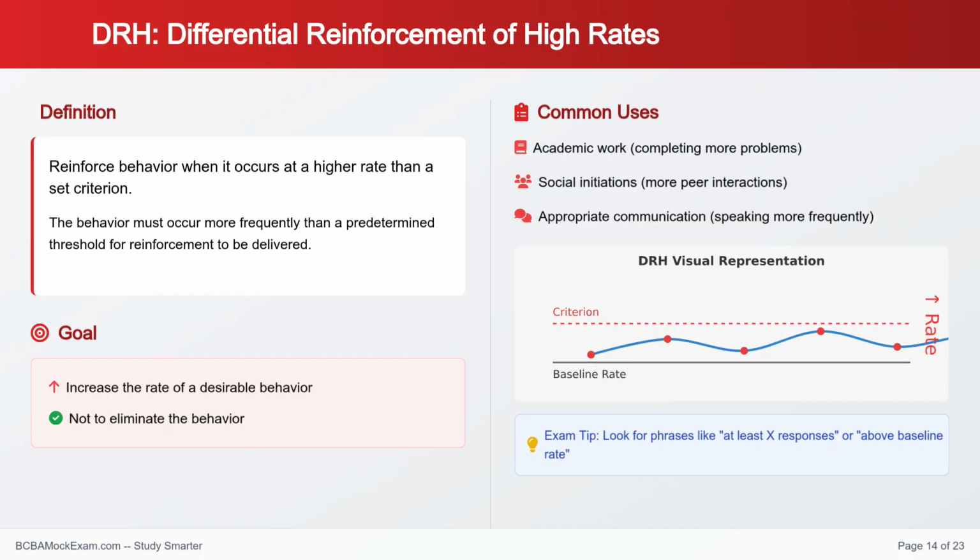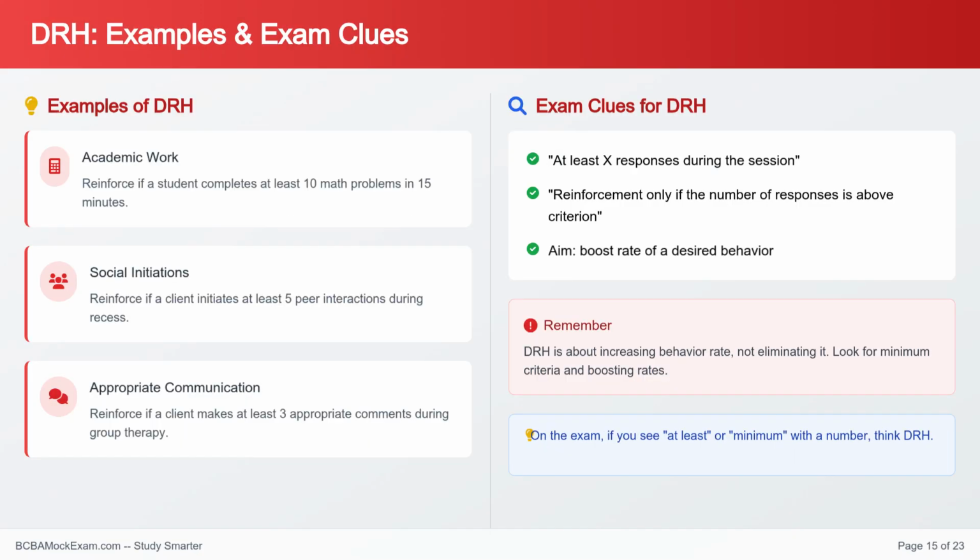Let's move on to the high rate procedures. DRH, Differential Reinforcement of High Rates, is all about increasing a behavior that is too low. Reinforcement is delivered when the learner performs a behavior at or above a target rate. For example, if a student usually completes only 2 math problems in 10 minutes, you might reinforce completing 5. DRH pushes the rate upward. It's commonly used in skills like work productivity, reading fluency, or social initiations.